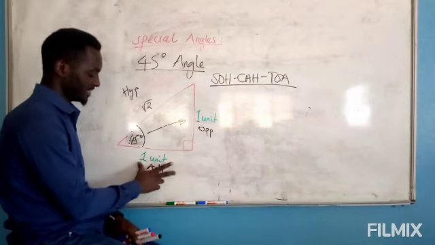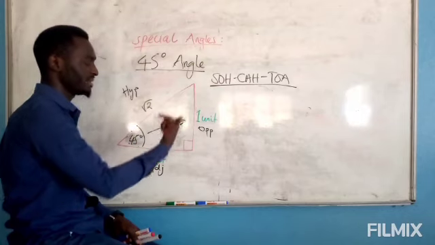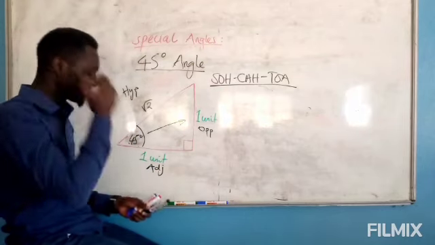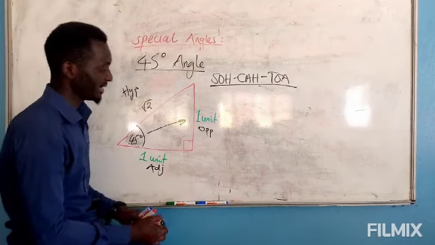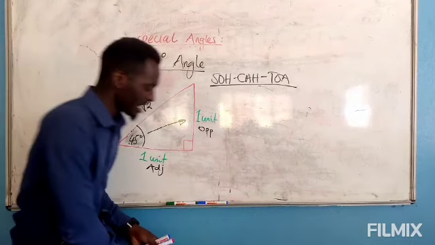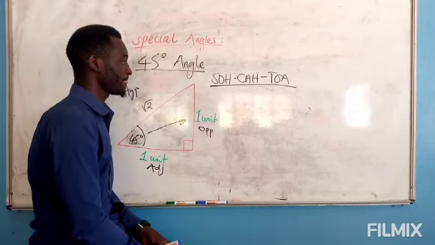Now in this case, this is adjacent, this is opposite. If the angle was here, it could have been vice versa. But the hypotenuse will remain the hypotenuse in any situation. Okay. Now that has been said, I want us to apply it. Let's start with sine.